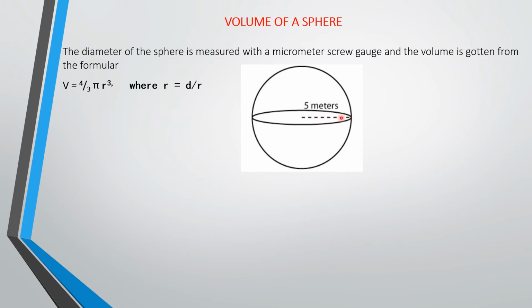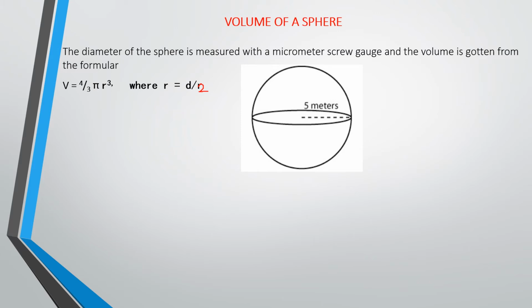or assuming you are given the diameter, for you to get the radius, you have to divide the diameter by 2. You divide the diameter by 2, right? That will give you the radius.